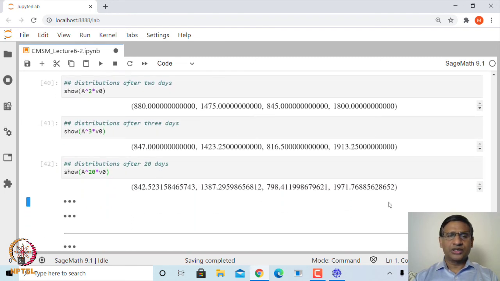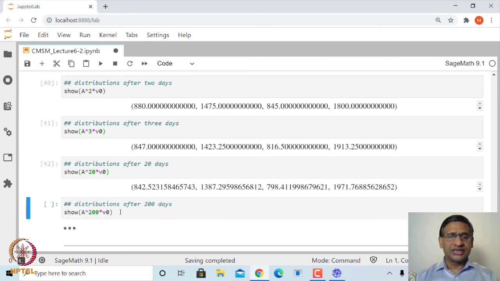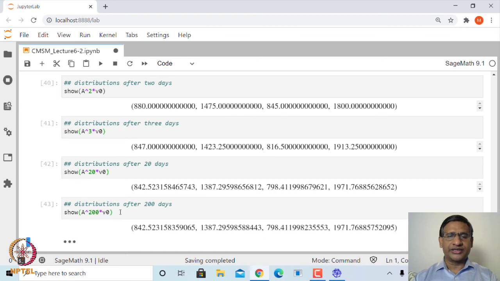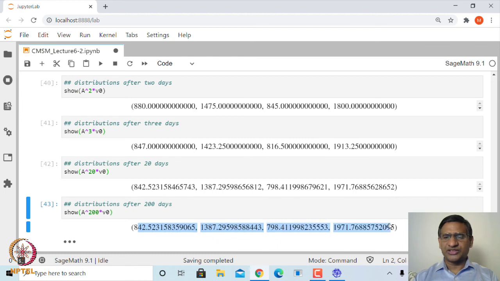It is going to be 842.5 at A, 1387.29 at B, 798.41 at C and 1971 at D. Now, instead of 20 days, suppose we find the distribution after 200 days. It is very similar to what you got after 20 days. So again you can see that this is going to be very stable. This is what is called a stationary vector.